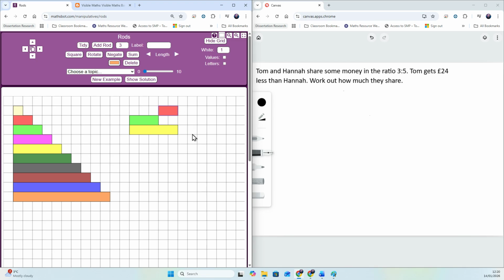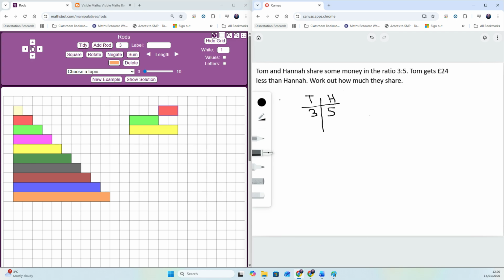And then when it comes to looking at that in the abstract, or at least the partial abstract, I'm going to use one of my favorite devices for working with ratio. I'm going to use a ratio table. And so we're going to set my ratio table up here with Tom and Hannah having money in the ratio 3/5. And that's just a representation of this bar model now.